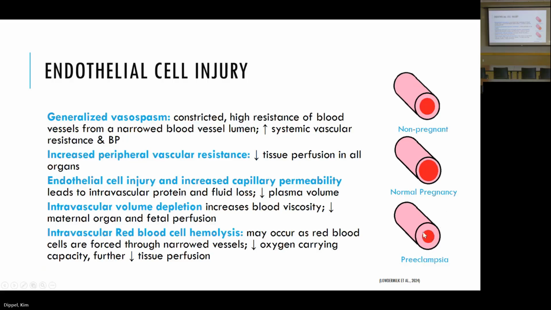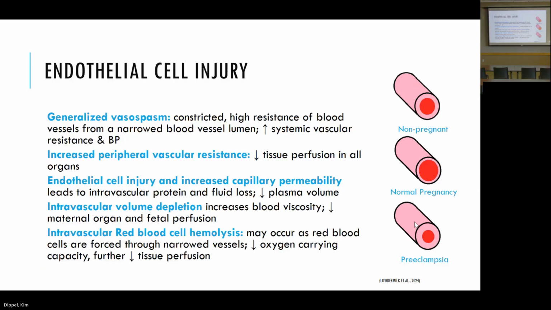Okay, and then here we have preeclampsia. So not only see how that thickens there, but also see how small that lumen is. That causes an increase in cell damage because you have more resistance and decreased perfusion. When the blood passes through the lumen of this vessel, it gets injured, the RBCs clump alongside there, and they're forced through those really skinny vessels. And so you lose some of the oxygen carrying capacity and further decrease in tissue perfusion.